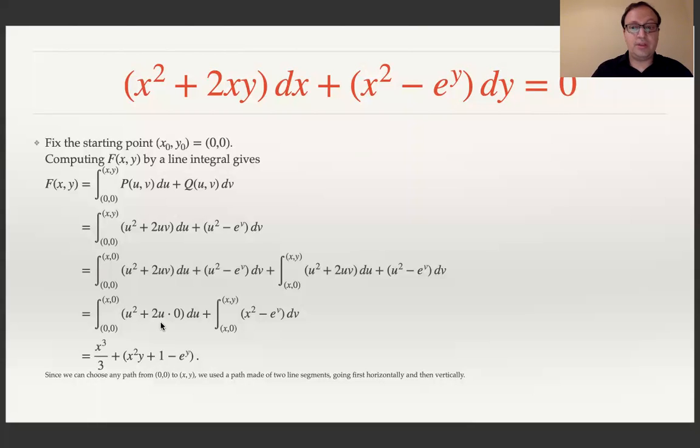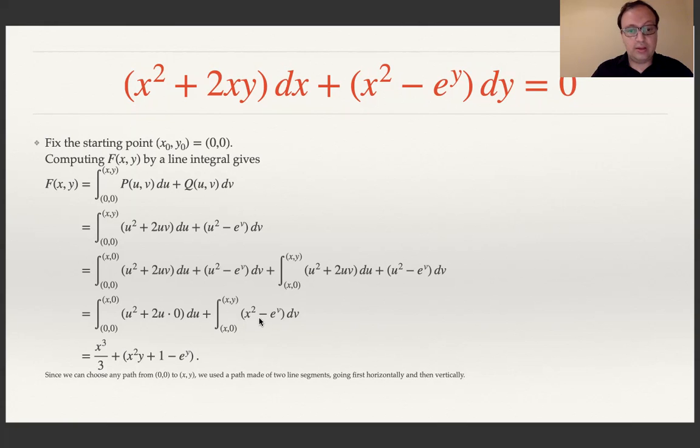So by choosing this path made of two line segments, one horizontal and one vertical, the computation is actually very straightforward. We have to compute the integral of u squared du, which is going to be u cubed over 3, evaluated between 0 and x. So this is x cubed over 3. And then for the second integral, the integral of x squared dv is x squared times v, evaluated between v equals 0 and v equals y. So this gives x squared times y.